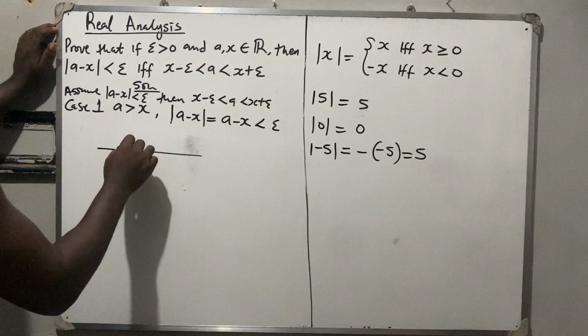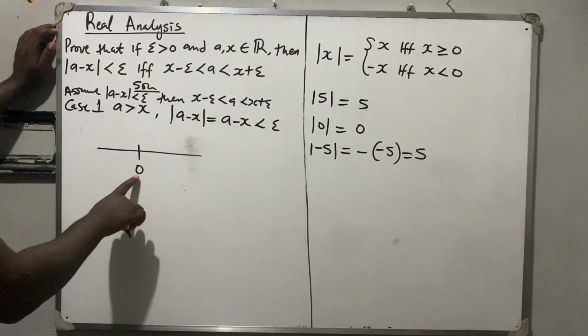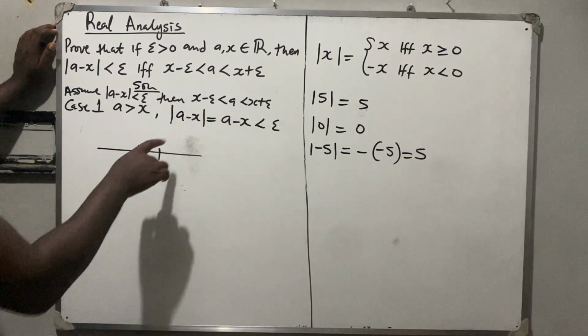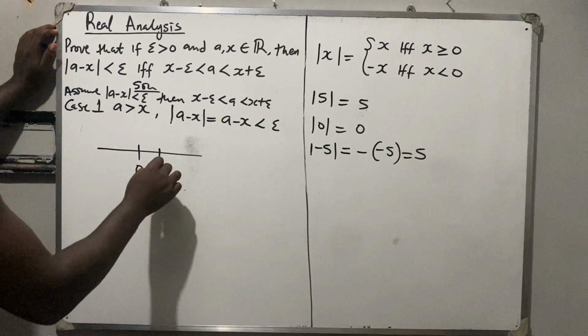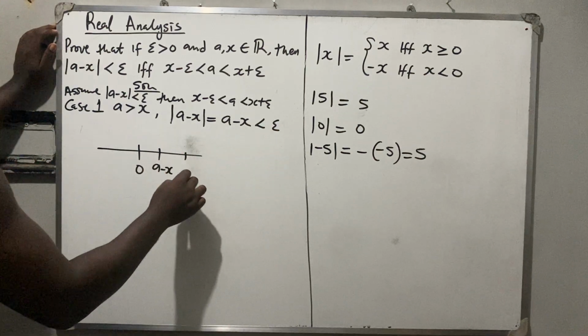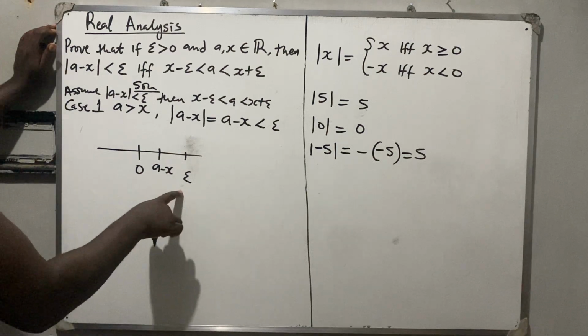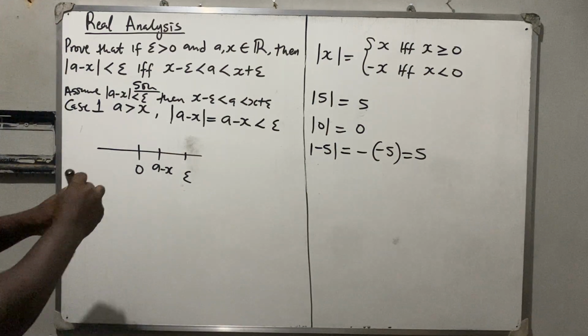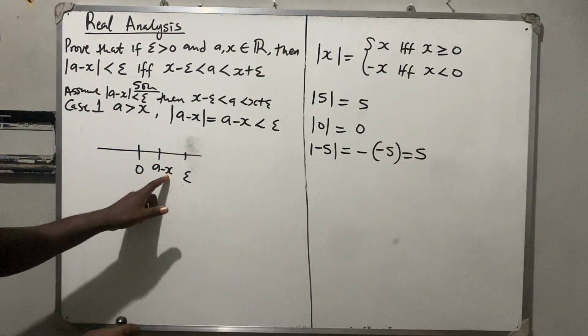If we have this is our 0 here, this is the middle 0, and then we have a number here, a minus x, which we say that it is less than this. So our epsilon must be here. So if you look at these three things, you will see that 0 is less than this one, and this one is less than this.